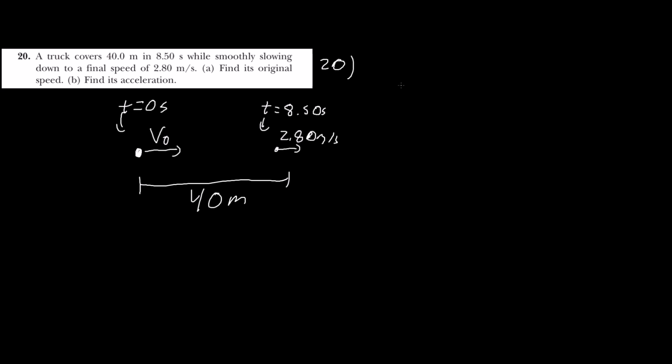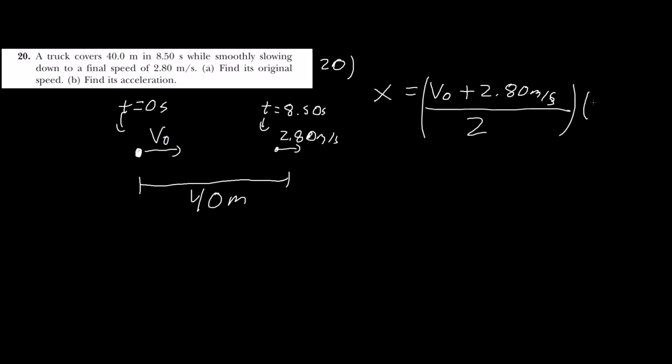Actually, this makes sense. There is a formula that the position of a particle is going to be the initial velocity plus the final velocity, divided by 2, multiplied by the time. In this case, the time is going to be 8.50 seconds, and the final position is going to be 40 meters. There we go, and then put the units.